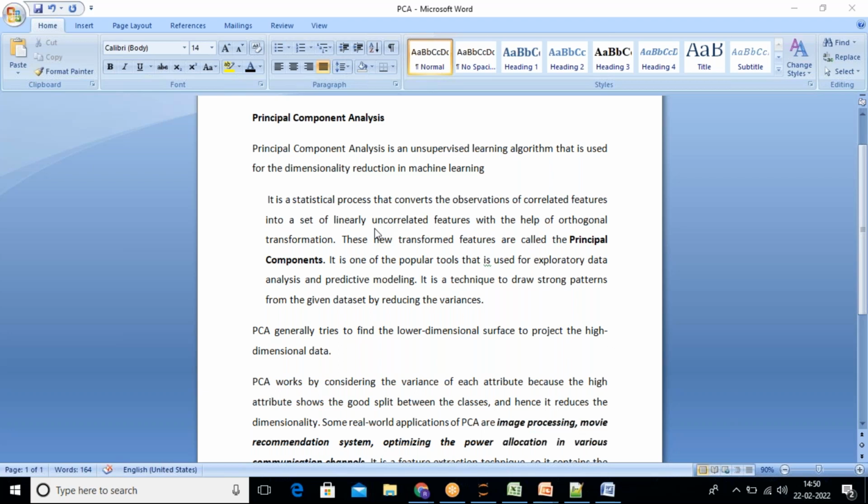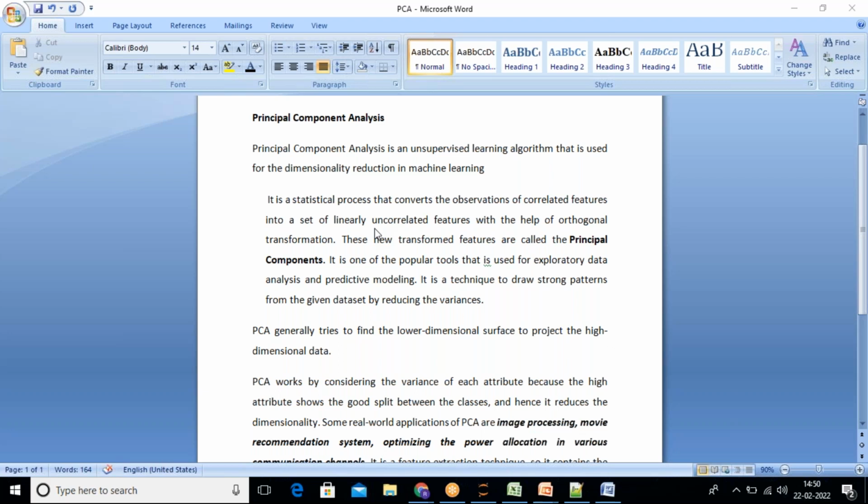Correlated features, see, I had already said that if two features are correlated then we will not keep them, because they are sharing the same information. They provide nothing extra for the model, so two correlated features cannot be kept. So it is a statistical process that converts the correlated features into a set of linearly uncorrelated features with the help of orthogonal transformation. Orthogonal transformation, and these new transformed features are called principal components. It is one of the most popular tools used in exploratory data analysis and predictive modeling.